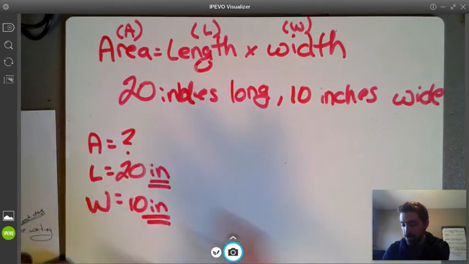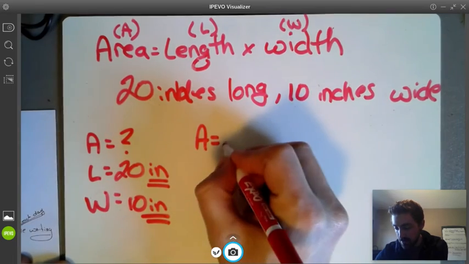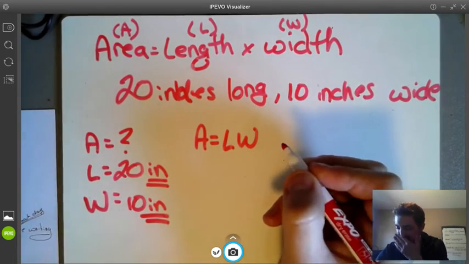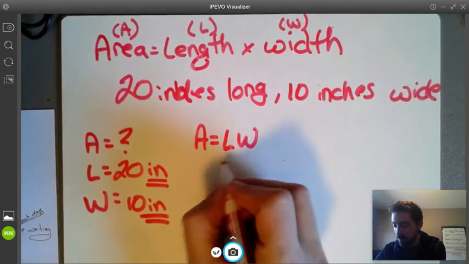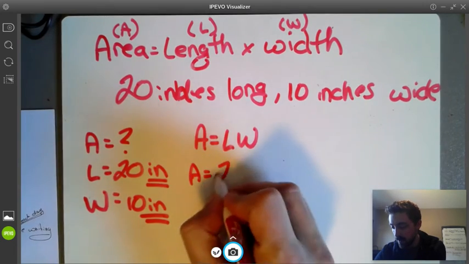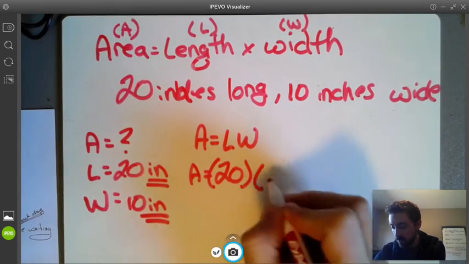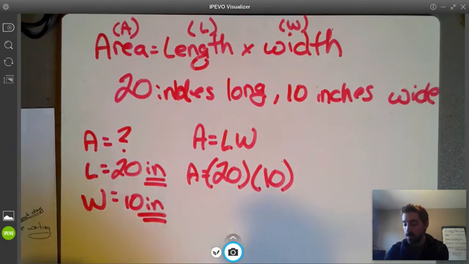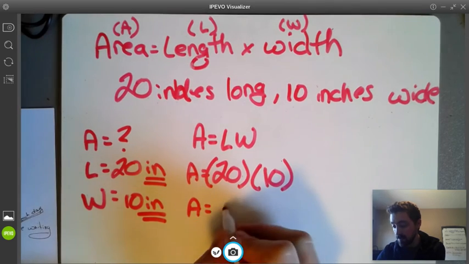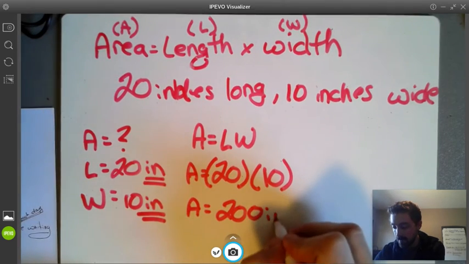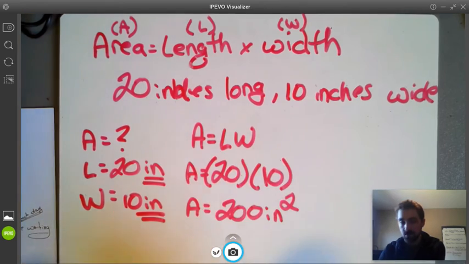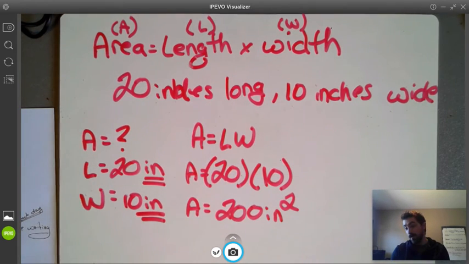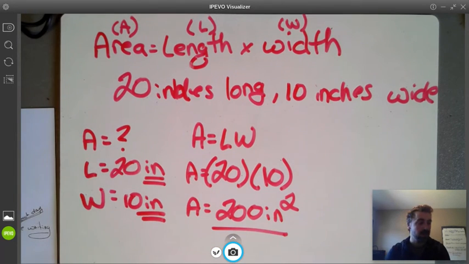So now we just put in our formula, A equals LW. We don't know what the area is, but we do know what the length is. It is 20. And our width is 10. And remember, having those two next to each other means they're multiplied. So 20 times 10 gives us 200, and this is inches squared. So we have figured out what our area is. The area of a rectangle that is 20 inches long by 10 inches wide is 200 inches squared.